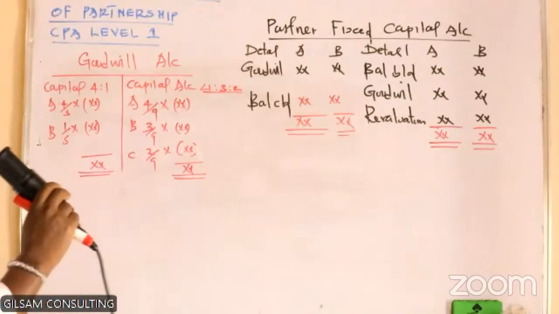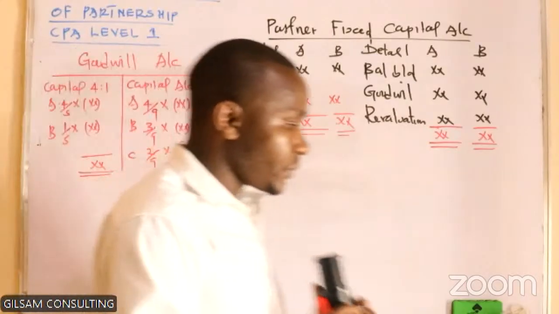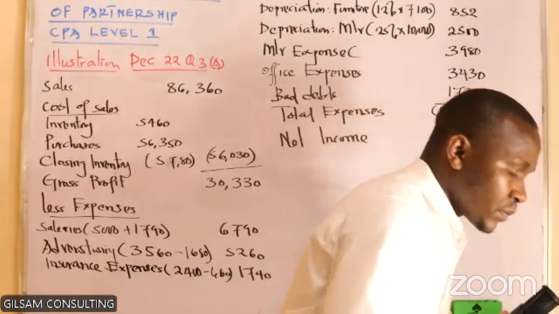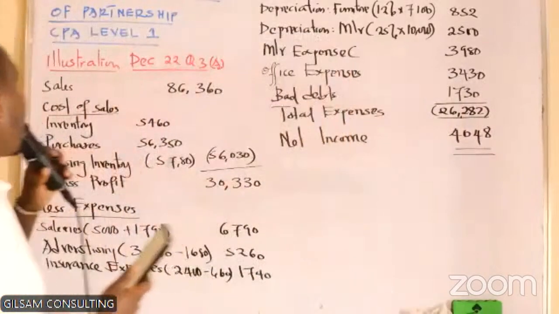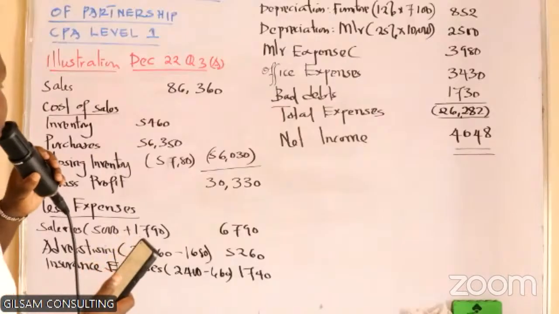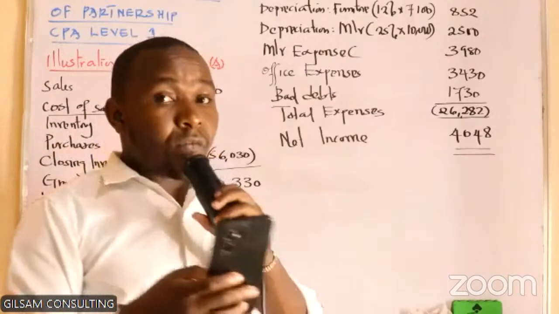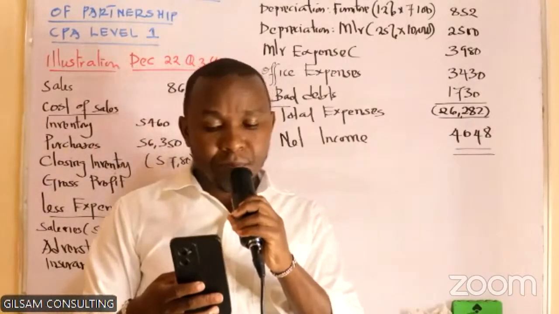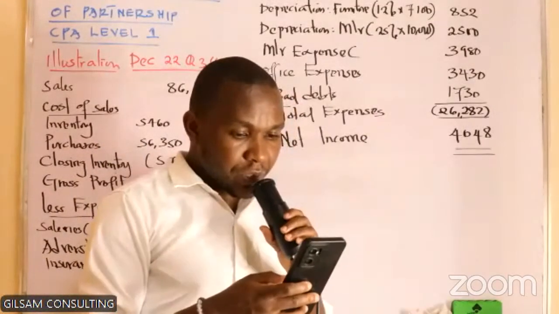So we can now have the illustration. The illustration is for December 2022, question 3A. For partnership, nothing will change. Debit and credit will remain the same. It's only that we will get the changes once we get the appropriation account.